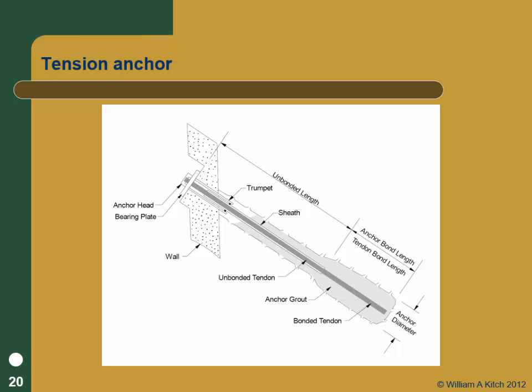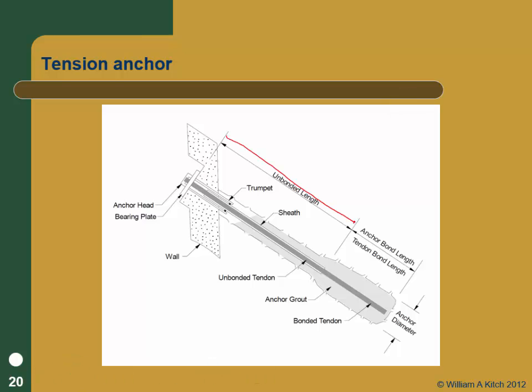All right, let's talk about the anchors themselves. There are two kinds of anchors: tension anchors and compression anchors. When I say tension and compression, I'm not talking about what happens in the tendon. The tendon's always in tension. What we're talking about is what's happening down here in the grout area. So in a tension anchor, let me try and speak more carefully. I'm getting ahead of myself. So let me erase this and start over. Let's just make sure it's clear what we're talking about.